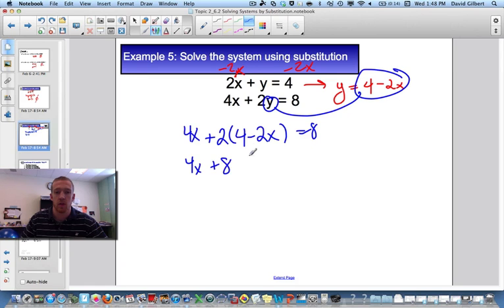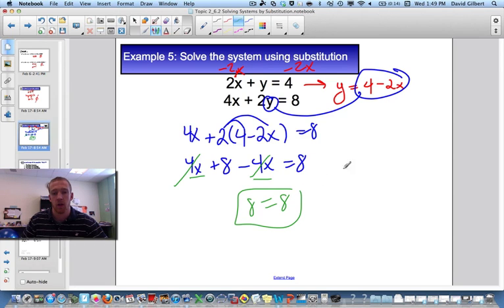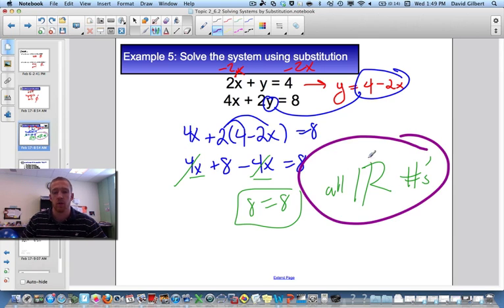4x plus, distributing this gives me an 8 and a minus 4x. These are like terms, so I combine them. 4x minus 4x is 0. That cancels out. Gives me 8 equals 8. Alright, so that tells me that all real numbers is my answer. So the final answer here would have to be all real numbers.